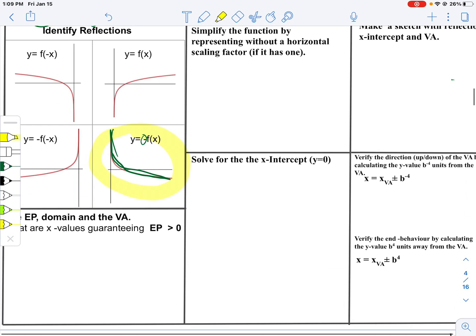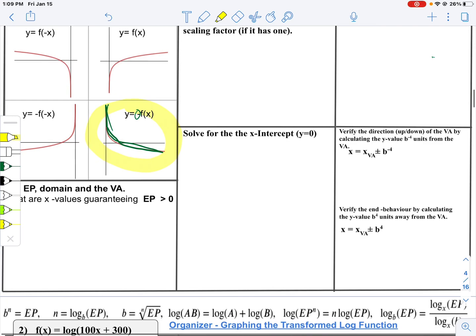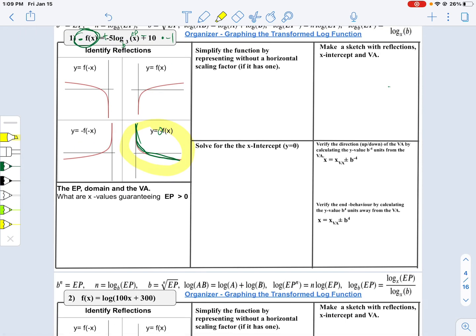Now we've got to look at the domain and the vertical asymptote, and we do that with our evaluated power. We've learned that the evaluated power is always greater than 0. There's no base that you can repeatedly multiply or divide where you get a 0 or a negative. You can't multiply 5 over and over again or divide by 5 over and over again and get a negative. And we only work with bases that are positive in high school math. So the evaluated power always has to be greater than 0.